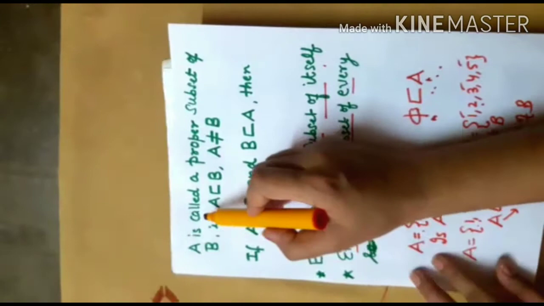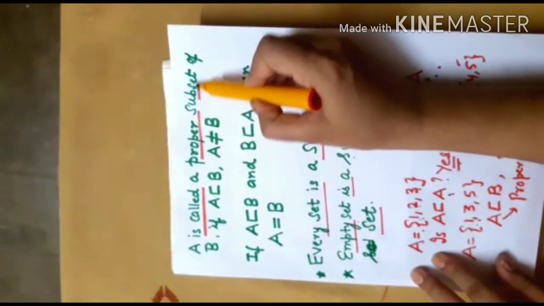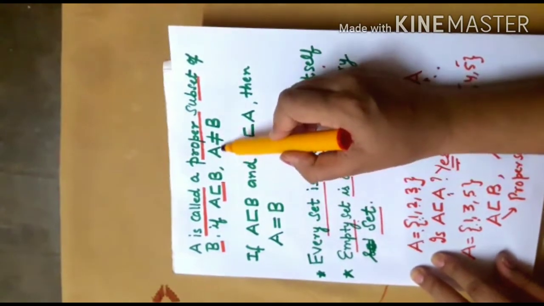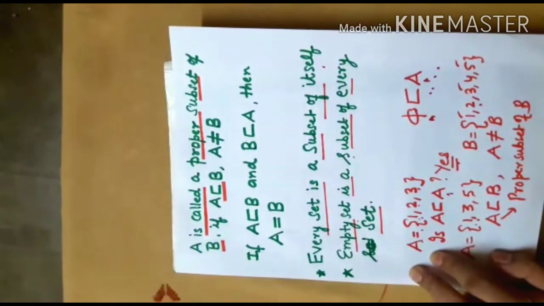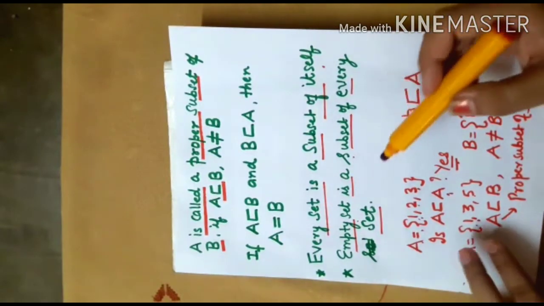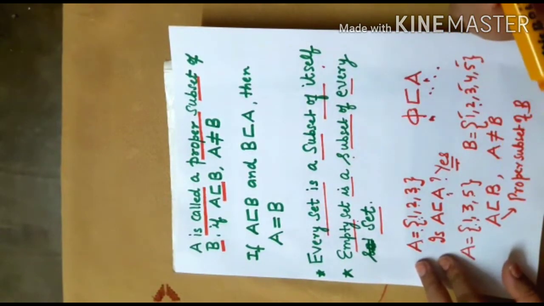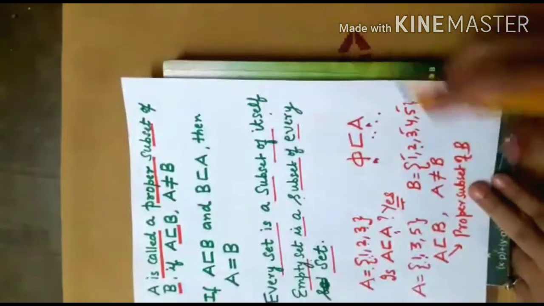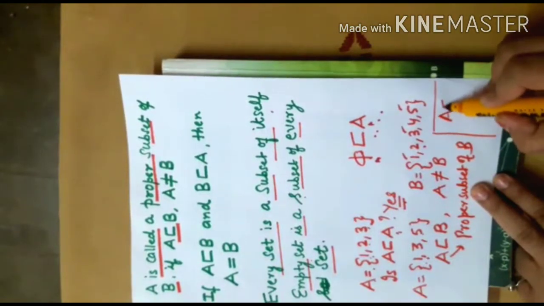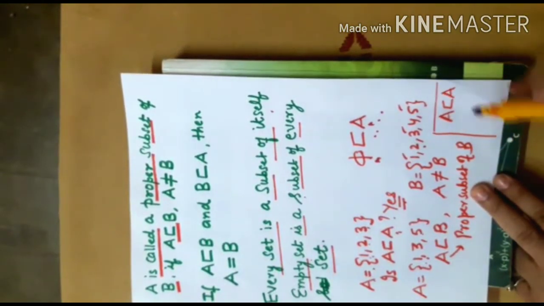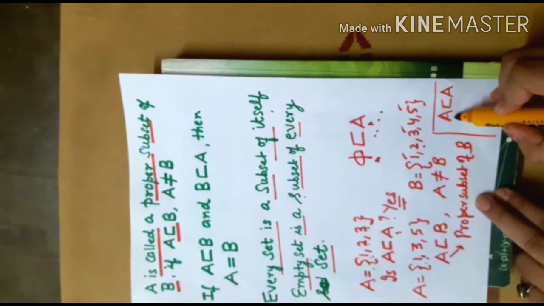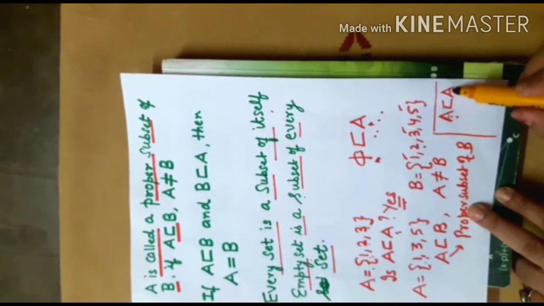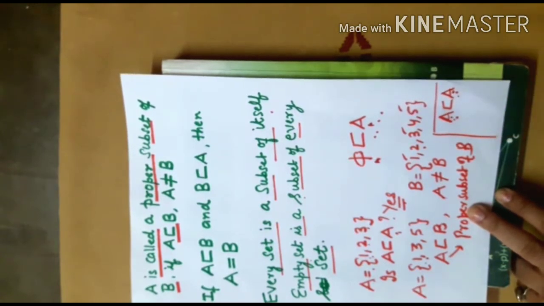So A is called a proper subset of set B if A is contained in B but A is not equal to B. Look here, we have seen that every set is a subset of itself. That means given a set A, A will be a subset of A, but here A is not a proper subset of itself, because these are exactly the same sets.